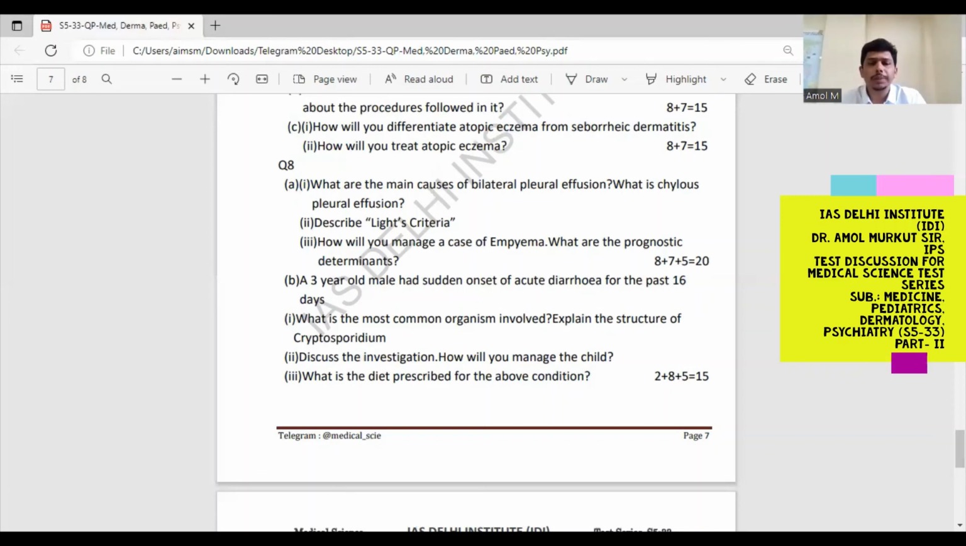Then how will you manage the child? According to the investigation, treat the causative organism, and give supplementary treatment such as maintenance of hydration, electrolyte, nutrition. What is the diet prescribed for the above condition? In persistent diarrhea, you have type A, B, and C diets.